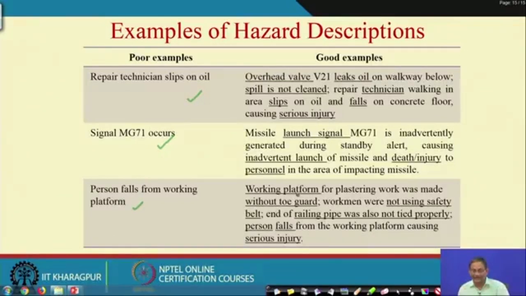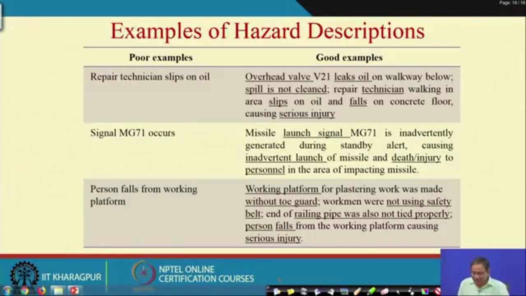Here, working platform at height is basically the hazardous element. And what are the initiating mechanisms? It was not having toe guard, and workmen were not using any safety belt. Then also the railing pipe was not tied properly. So these three initiating mechanisms ultimately lead to person falling from the working platform. And what is the threat? Here the threat was basically that she experienced serious injury. Okay, so this is basically the way you must write hazard.